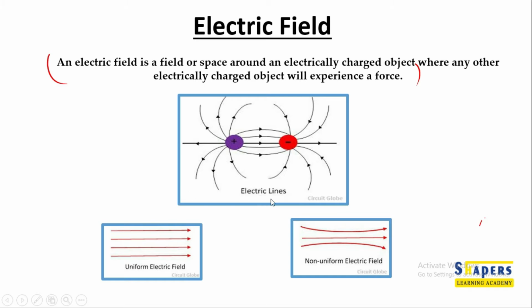Electrical fields are of two types. One is uniform electrical field and one is non-uniform electrical field. When the intensity of the electrons or protons or ions is uniform throughout the electrical field, it is a uniform electrical field. When the intensity of ions differs in the electrical field, it is called a non-uniform electrical field.